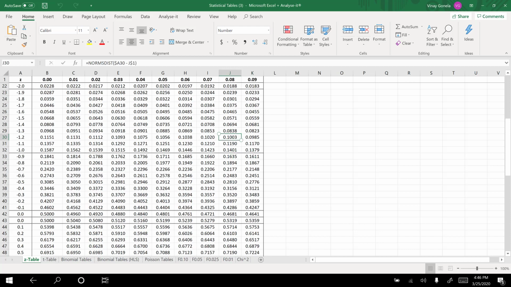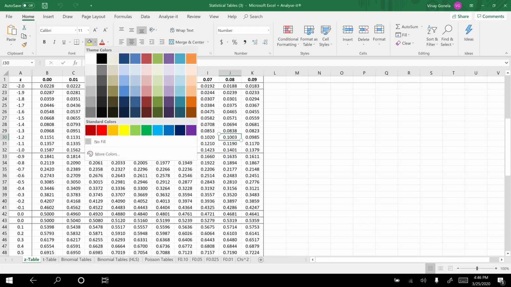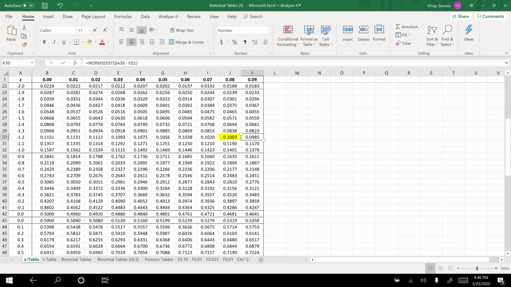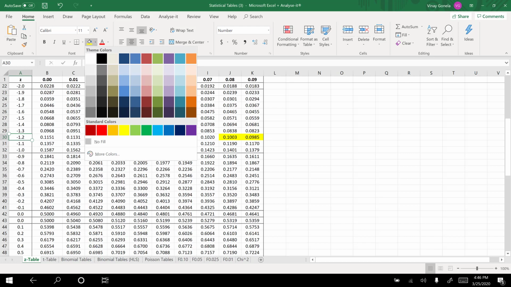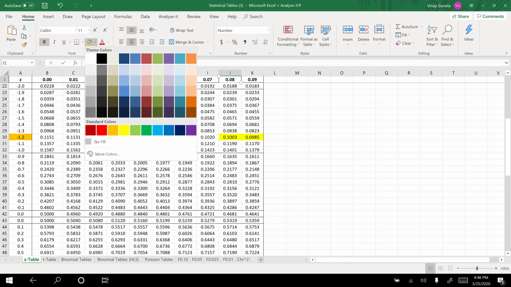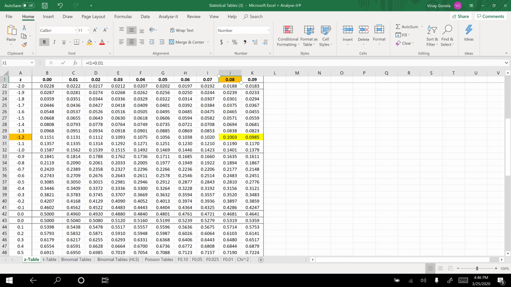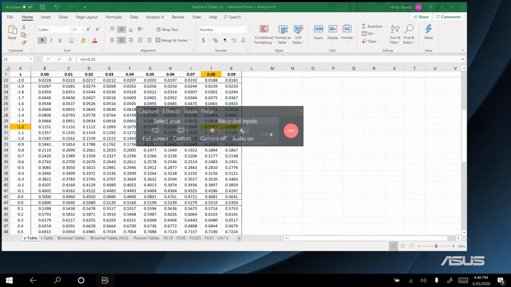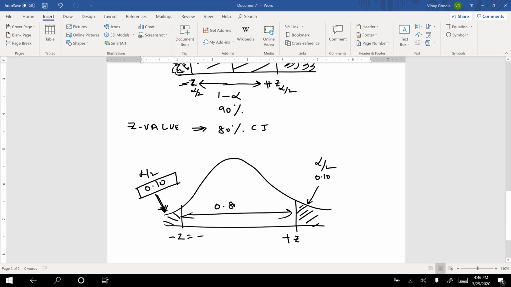So 0.10 is somewhere here, this one or this one. So we can select one of those Z values. So the Z will be negative 1.28. So if I consider, or 29, whichever one you want to select, so negative 1.28. So the Z value here will be negative 1.28 and the Z value here will be positive 1.28. So that's how you calculate.